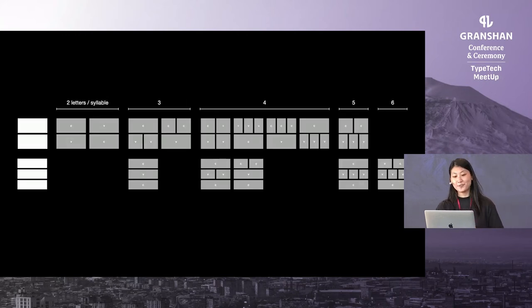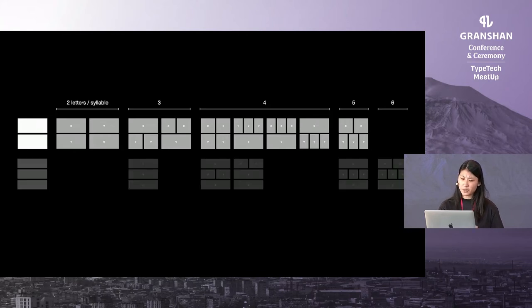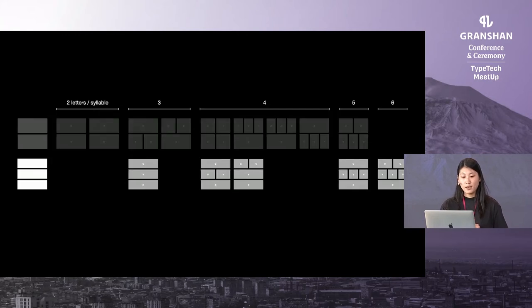I then started to look for ways to compose according to the number of letters per syllable. And I based myself mainly on two kinds of structures, a structure in two stories for syllables that are in pairs, consonant, vowel, vowel, consonant, and a structure in three stories for the syllables that are sandwiched, so syllables structured in consonant, vowel, consonant.